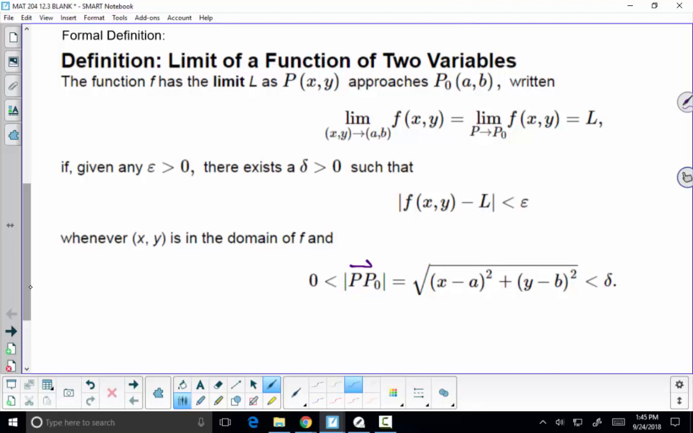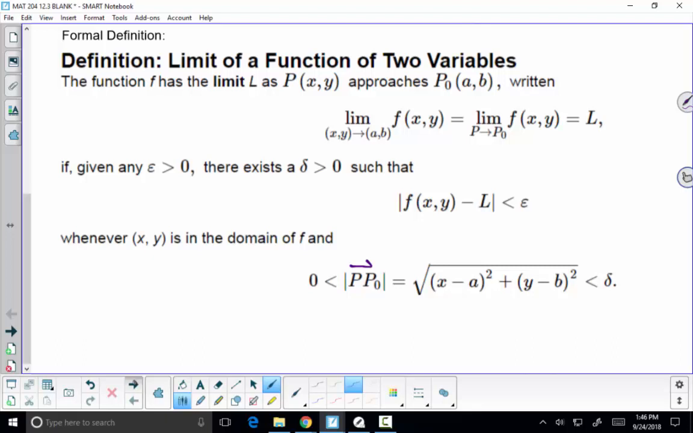Okay, so this just says if you let epsilon get ridiculously close to 0, then there's going to be a corresponding delta disk, so that all the function values in that disk will fall within that epsilon interval on the z-axis.